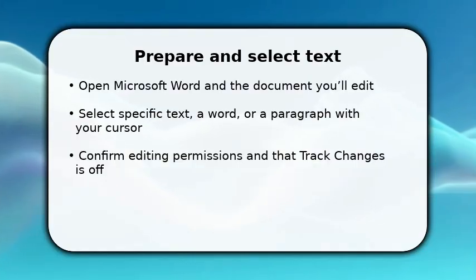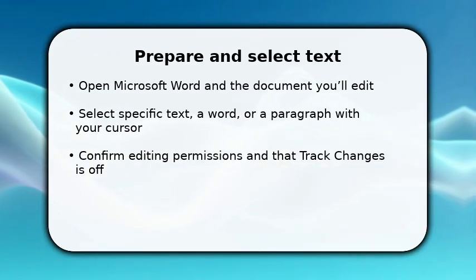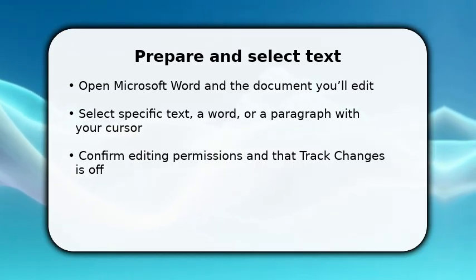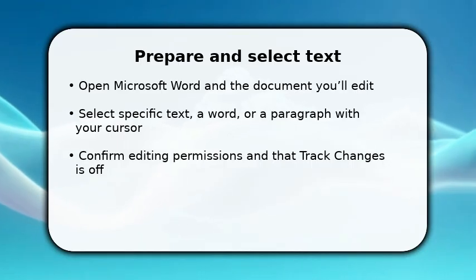You start by opening Word and locating the text you want to change. Select the word or phrase with your cursor. You can click and drag or double-click a word. Make sure you have editing permissions and turn off track changes to avoid extra markup. Once done, look to the Home ribbon so you're ready for the next tool.